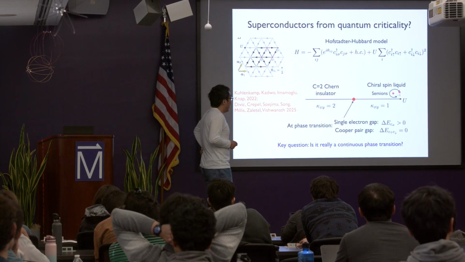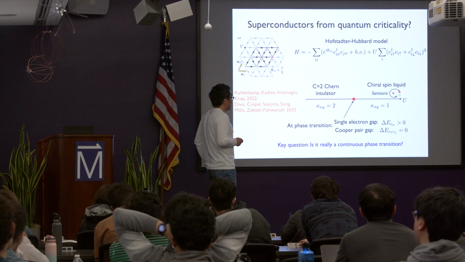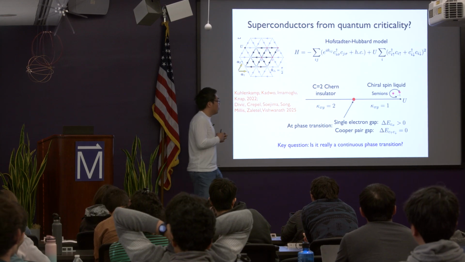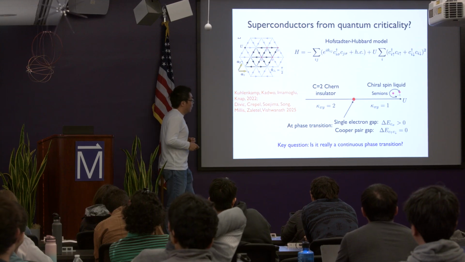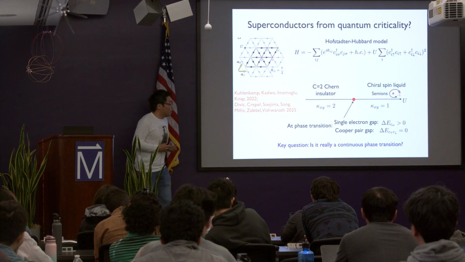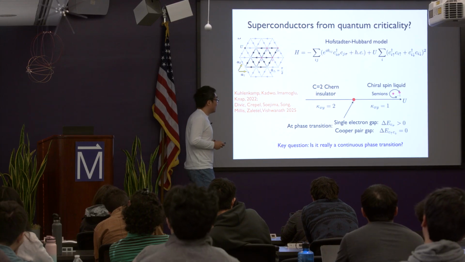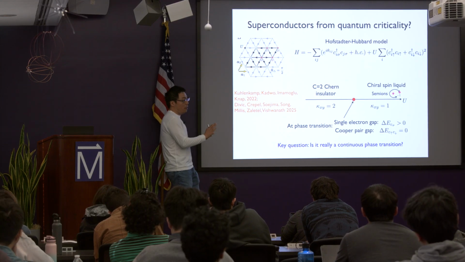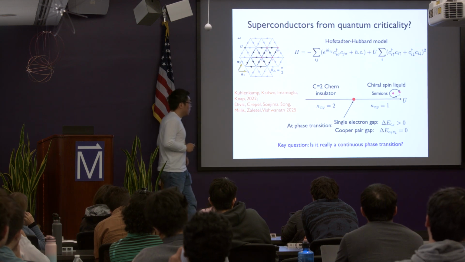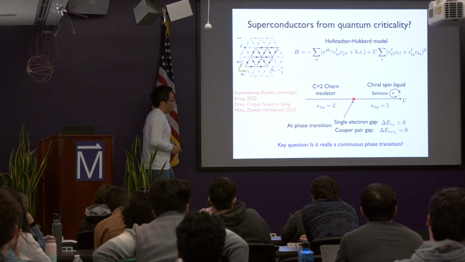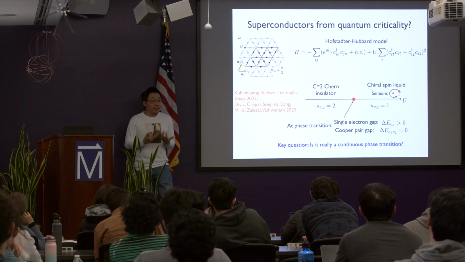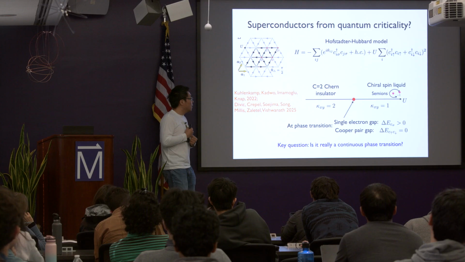And what's interesting is that at this critical point, at this phase transition point, if it is a continuous transition, the single electron gap is actually always finite. It's a bosonic transition. So in the entire phase diagram, the single electron is always gapped, including at the phase transition. But what's interesting is that the Cooper pair gap will be vanishing. It's guaranteed by universality as long as it's a continuous transition.